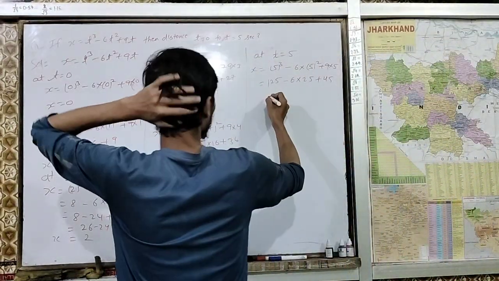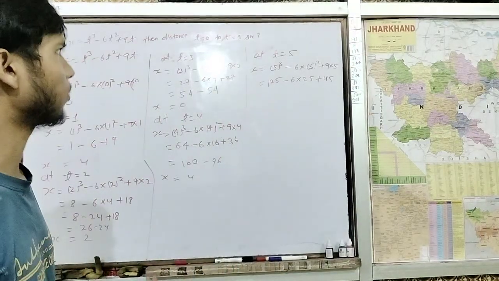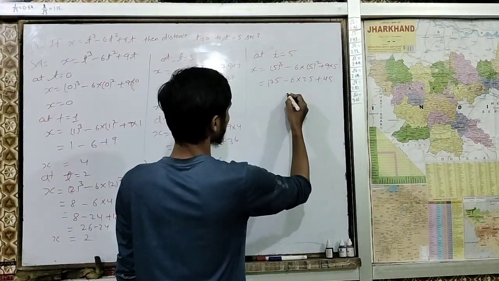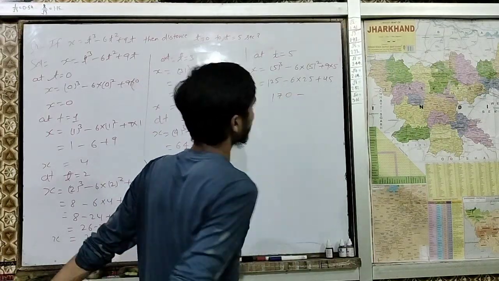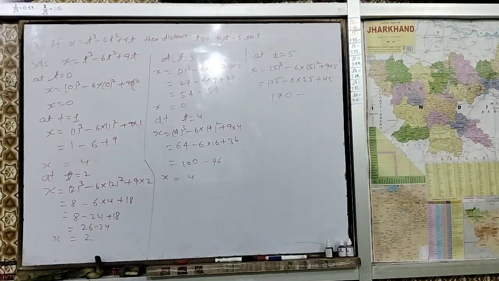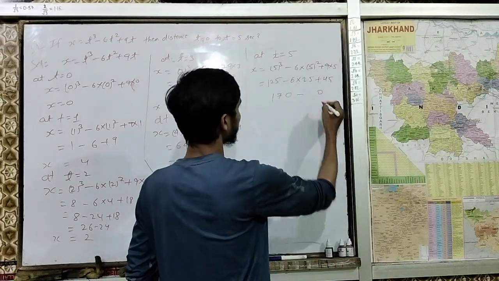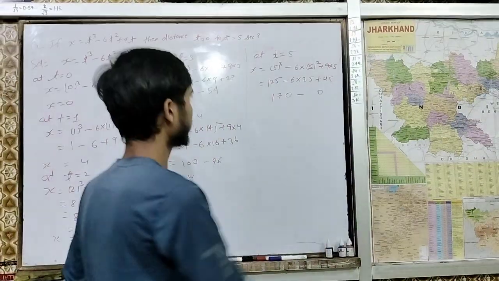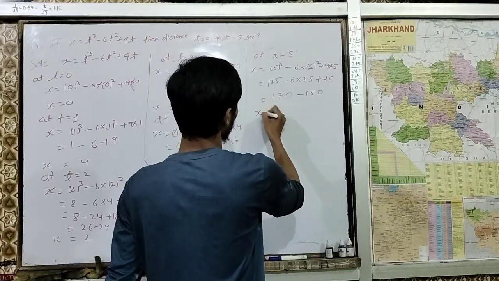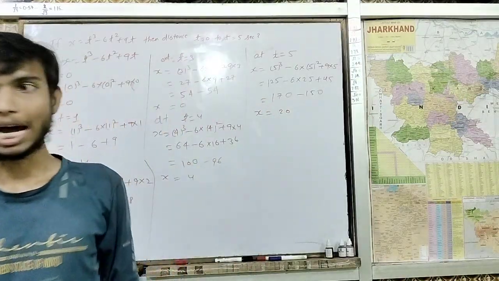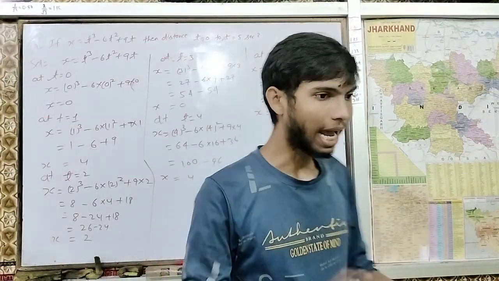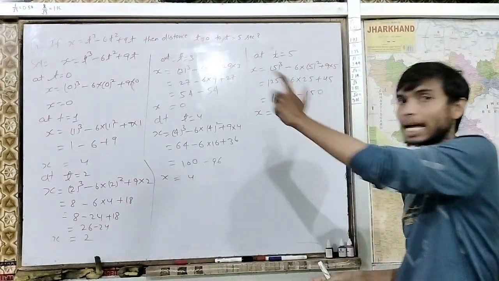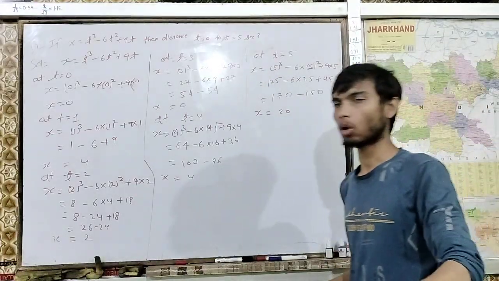Now next, 125 plus 45 will be how much? Then minus 6 times 25, so 6 5s are 30, and 6 2s are 12, plus 3 is 15. So x is coming out as 20. If time t is 5, the position of the object is at 20 on the Cartesian line.